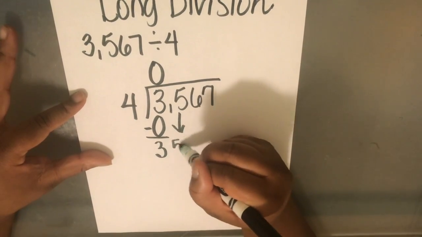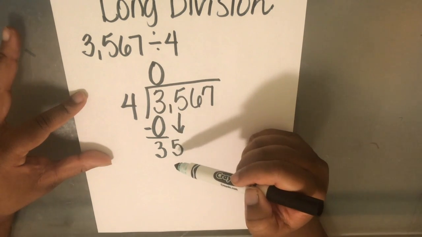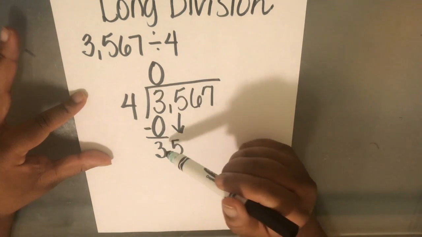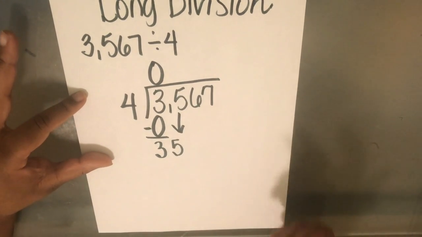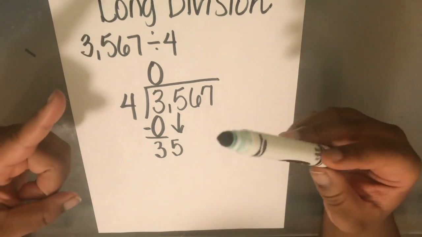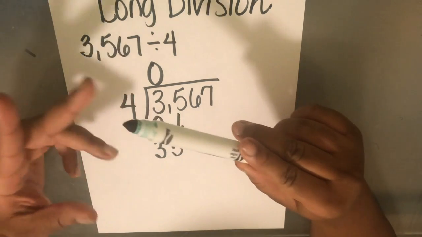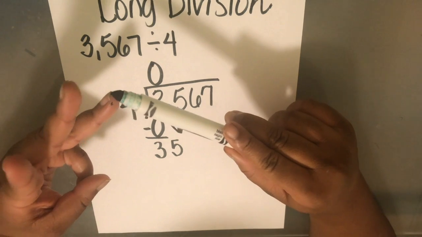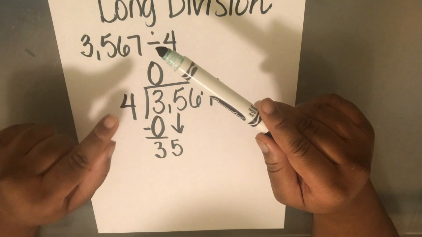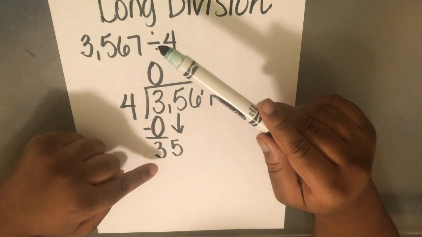Now I bring down the 5. I ask myself, 4 goes into 35 how many times? You have to think about it. How many groups of 4 can you take out of 35? And this is where knowing your multiplication facts can come in handy, because you can say, wait a minute, 4 times 1 is 4. 4 times 2 is 8. 4 times 3 is 12, and you can keep going until you get to 35.